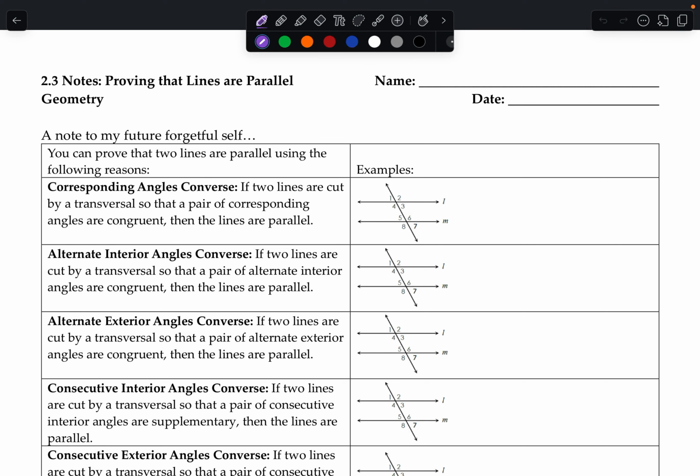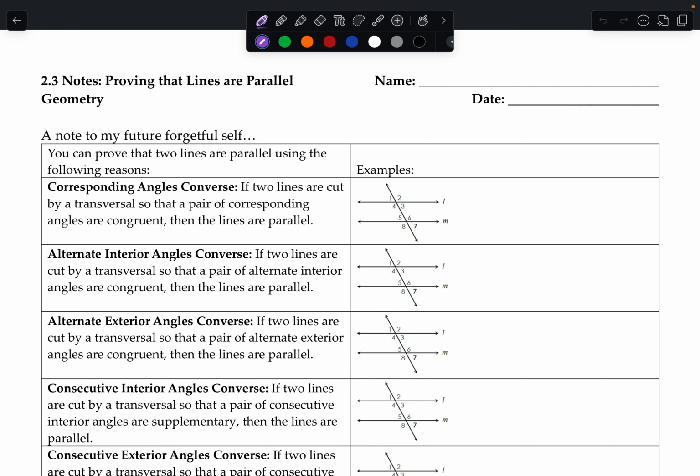Here's going to be our notes for the 2-3 section of our curriculum here. We're going to be proving that lines are parallel, and you're going to notice a lot of similarities between this set of notes and some of the ones that we just recently finished with parallel lines and transversals, because we're going to be using a lot of the exact same vocabulary. So hopefully this comes across as helpful and easy to progress on from 2.2 to 2.3.